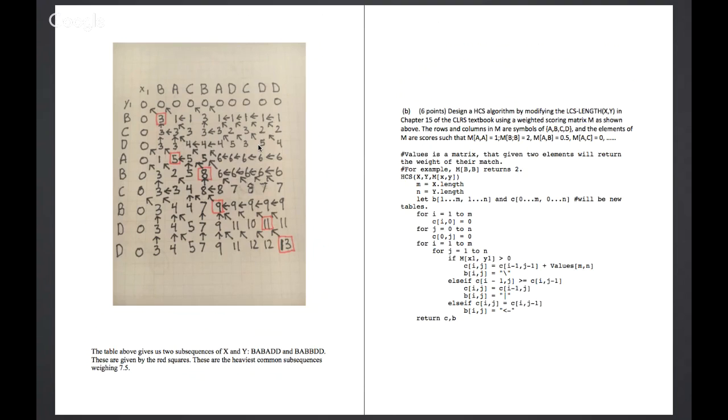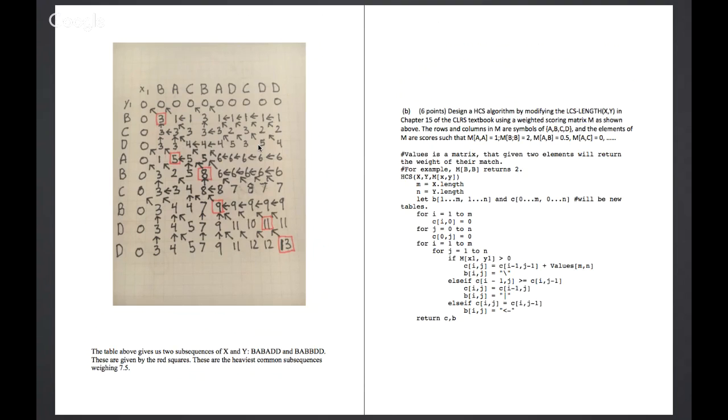So with that being said, when you finish, you start at the bottom right, the greatest value, 13 on this table, and we're going to follow its arrows, and every time the value changes, we circle that. And this is going to give us our heaviest common subsequence.